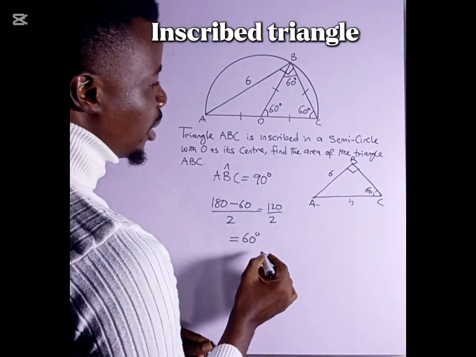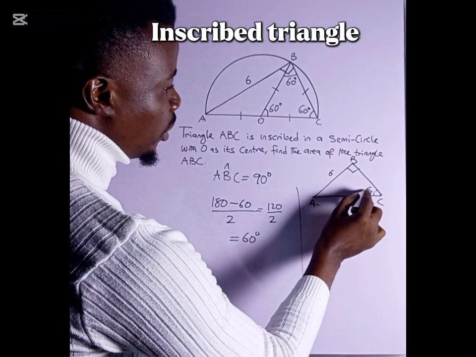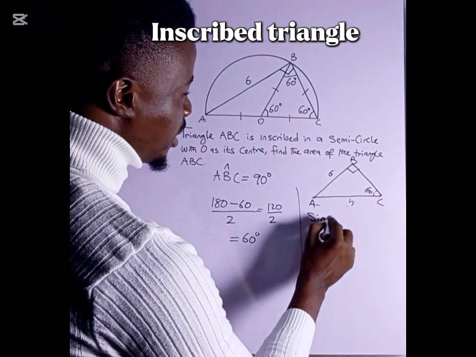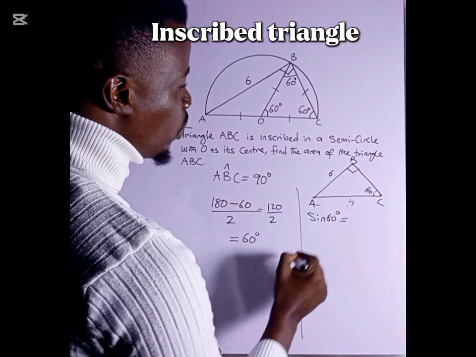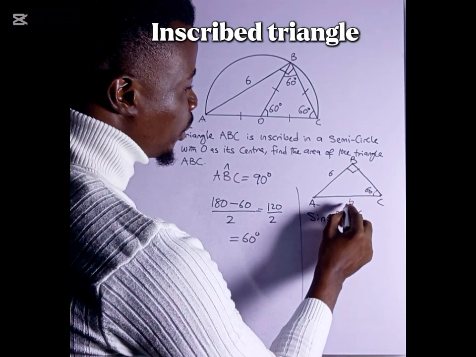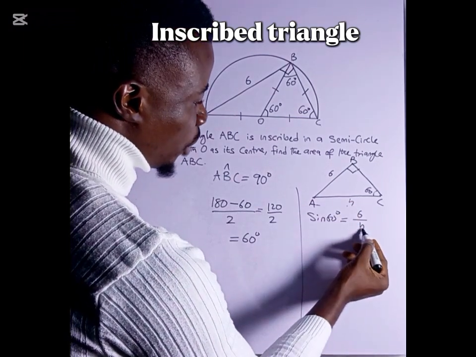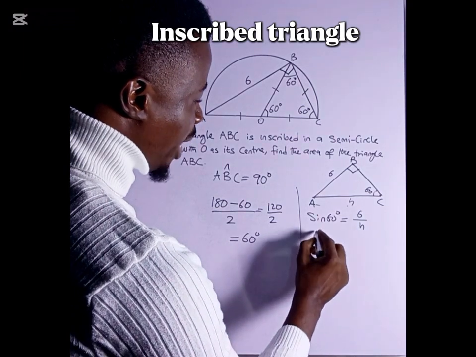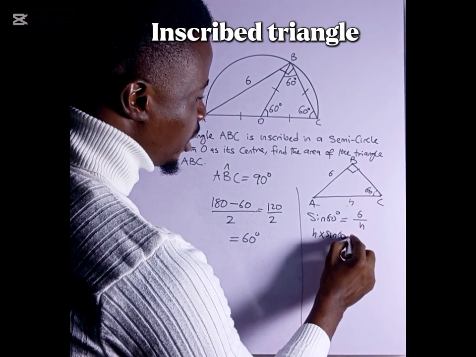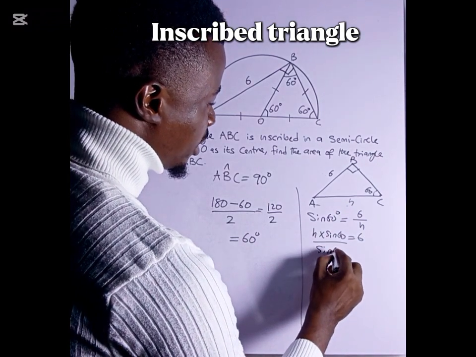Line AC. Now you can see that when I do this, what will I have? Opposite over hypotenuse, that is sine 60 degrees is equal to what? I'm using SOHCAHTOA. Opposite 6 all over hypotenuse, which is our H. Then if I make H the subject of formula, what do I do? I cross multiply. So I have H times sine 60 is equal to what? 6.